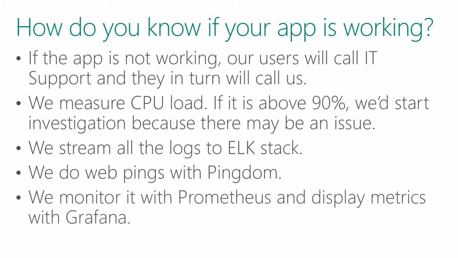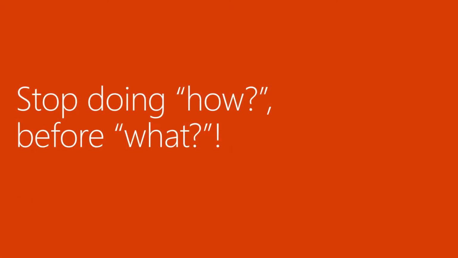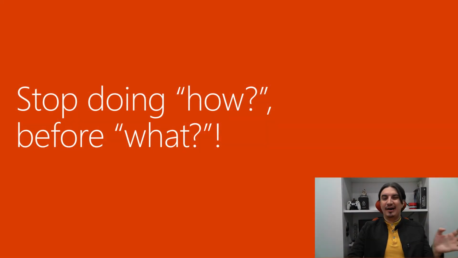Another one, and this is quite popular nowadays, is that we will monitor our application with Prometheus, and then we will display all the dashboards in Grafana. This is actually a good one, but as an architect, what I want to say here, as a single response to all those different options, is: please stop doing how before what. When you're doing monitoring, it's very important to understand what exactly you want to monitor, and only after that switch to how we will do that.